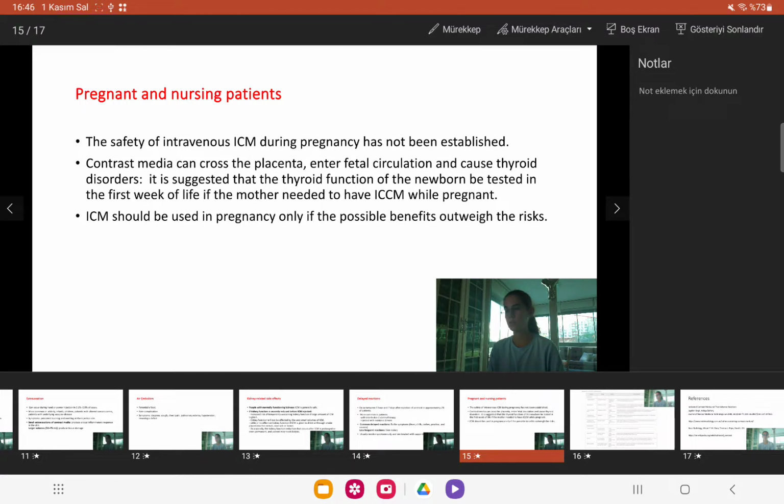ICM should be used in pregnancy only if the possible benefits outweigh the risks, because the safety has not been established yet.